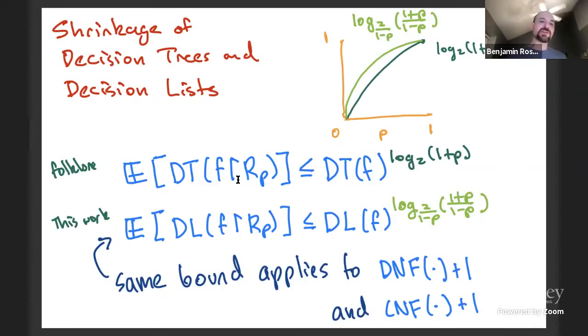Our main result shows that for decision lists, this more powerful model, the size shrinks at a similar rate to decision trees. It shrinks like the decision list size of the original function to the power log base 2 of (1 plus p) over (1 minus p). The same bound applies to DNF formula size plus 1 or CNF formula size plus 1 of Boolean functions. These exponents are defined for all values of p, and in particular we get something non-trivial for all p less than 1, since these functions both equal 1 when p is 1.